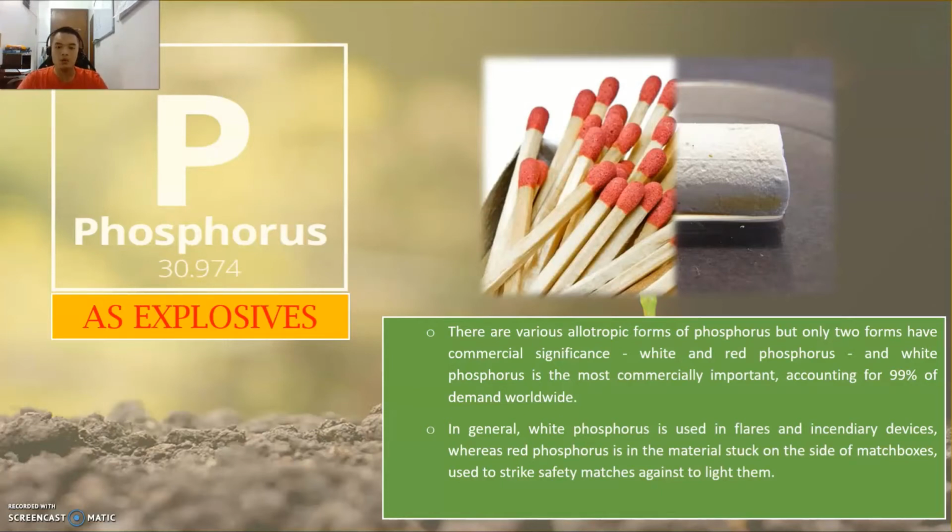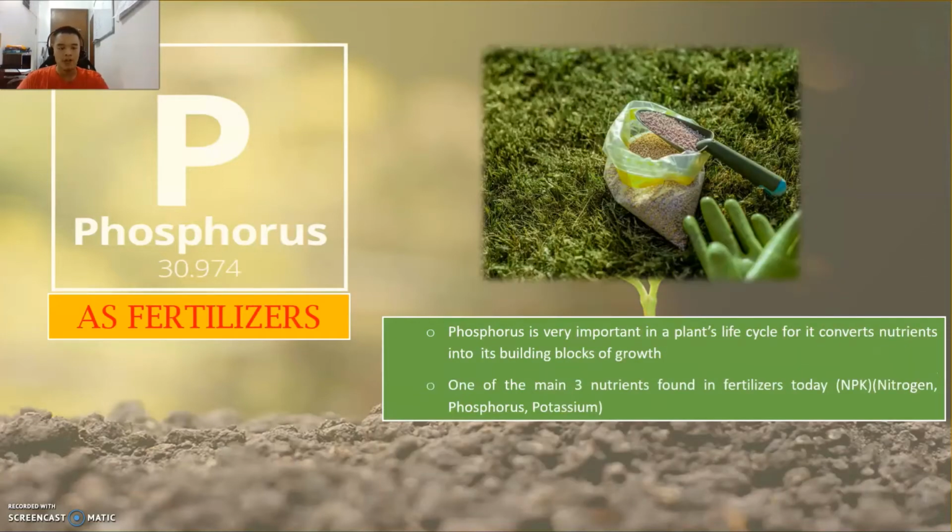In general, white phosphorus is used in flares and incendiary devices, whereas red phosphorus is in the material stuck on the side of matchboxes used to strike safety matches against to light them. Phosphorus can also be used as fertilizer, for it is very important in a plant's life cycle, as it converts nutrients into building blocks of growth. It is also one of the main three nutrients found in fertilizers today. Hence, one of their ratings for fertilizers is the NPK rating, or the nitrogen, phosphorus, potassium rating.